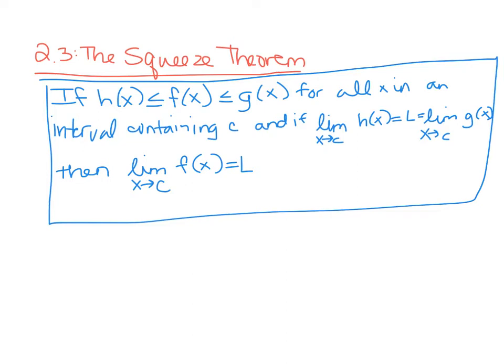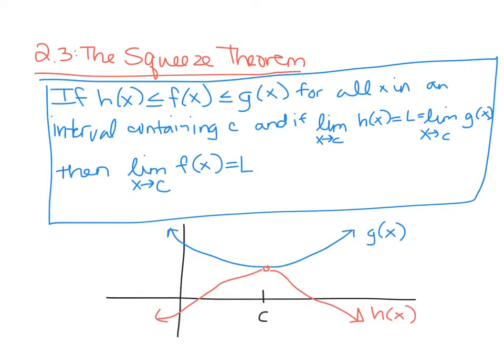You might be looking at this and think, that doesn't even look like English. That's fine. I'll draw you a picture and then we'll do an example. So this is saying if f of x is between h and g for all x in an interval containing c, and if the limits of h and g as x approaches c are both equal to the same thing, then the limit of f is also that same thing. Before we do an example, I'm going to draw you a picture so you can see what's going on.